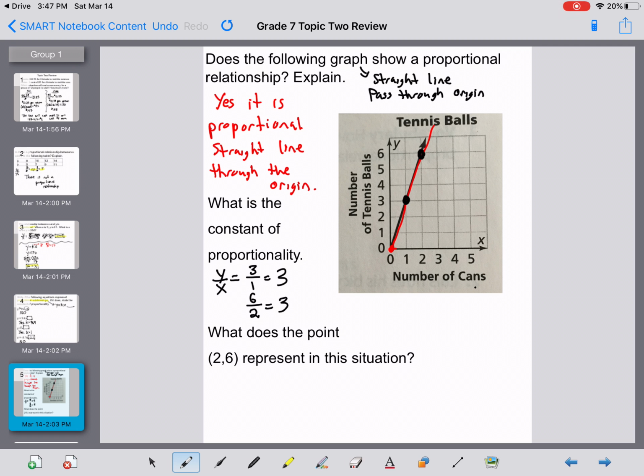And the last question says, what does the point 2,6 represent in this situation? This is my x value, and the 6 is my y. So I look at what my x value stands for. My x value stands for the number of cans, and my y value stands for the number of tennis balls. So that means that this point 2,6 is stating that there are 6 tennis balls in 2 cans. So you just have to look to see what the x and the y represent in the given problem.